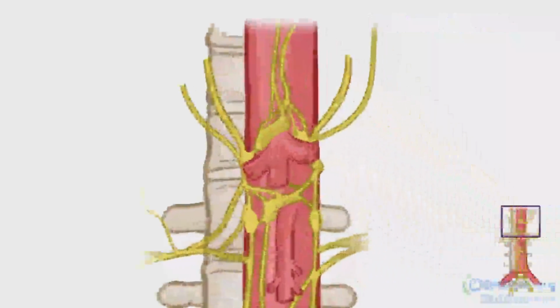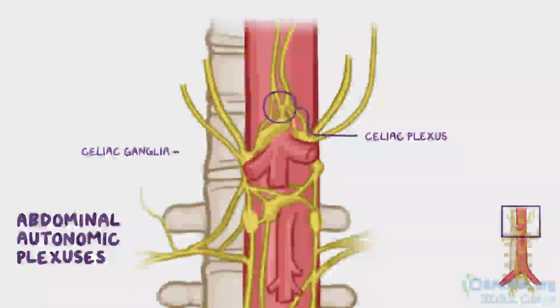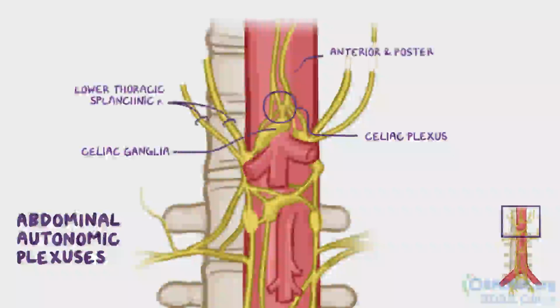Now, as sympathetic and parasympathetic fibers run in the abdominal cavity, they form networks of nerves clustered along the course of the abdominal aorta and its major branches, called abdominal autonomic plexuses. Major abdominal autonomic plexuses include the celiac plexus, which surrounds the celiac arterial trunk. It has two celiac ganglia in it and is composed of both the sympathetic fibers from the lower thoracic splanchnic nerves and the parasympathetic fibers from the vagus nerves.